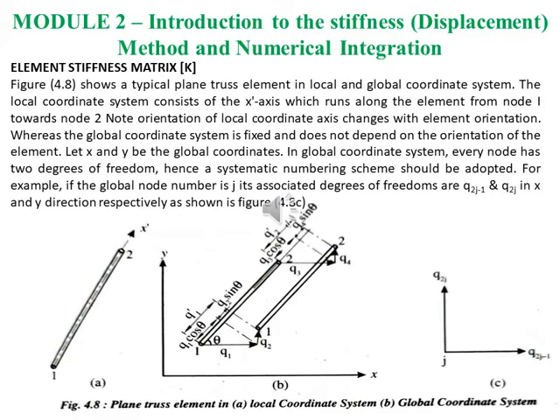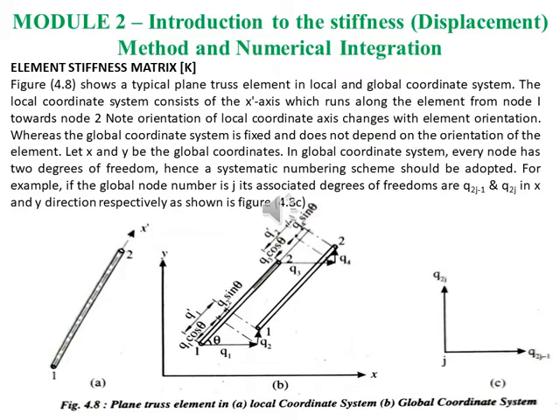So if we observe the stiffness matrix, the figure shows a typical plane truss element in local and global coordinate systems. The local coordinate system consists of an x-axis which runs along the element from node 1 towards node 2. Here it is clearly visible that the orientation of the local coordinate axis changes with the elemental orientation, whereas the global coordinate system is fixed and will not depend on the orientation of each single element.